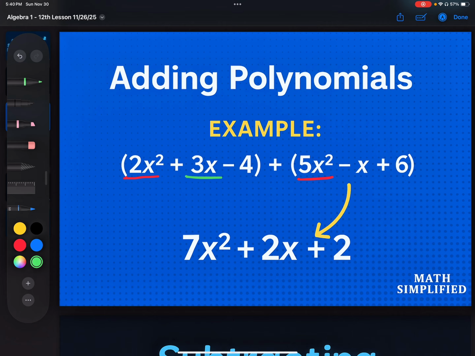Now, what can we add to 3x? Well, we can add negative x just because they have a common variable there. So 3x minus x, well, that would be 2x. And then afterwards, now negative 4, since this one doesn't have a variable, we can add it with whichever term doesn't have a variable, which is this one. So negative 4 plus 6, well, that would be 2. So this is our final answer, 7x squared plus 2x plus 2.